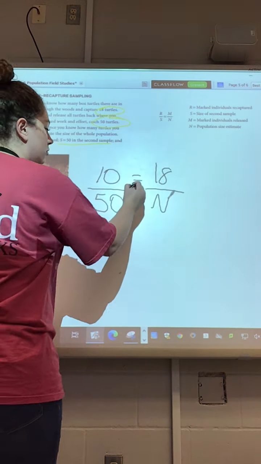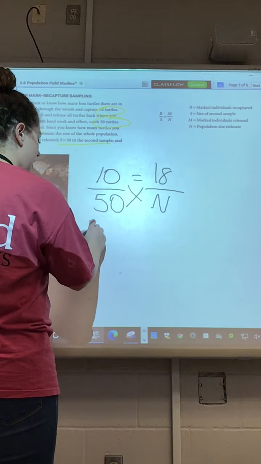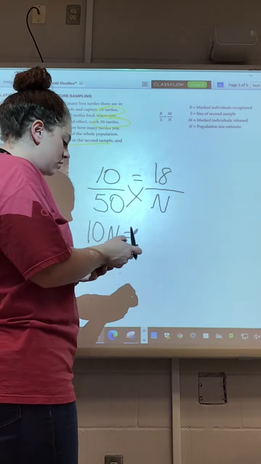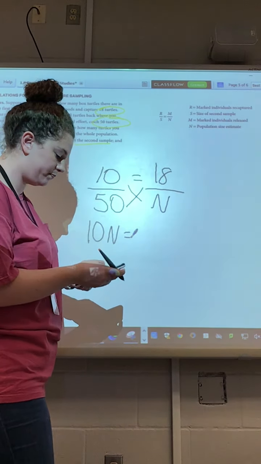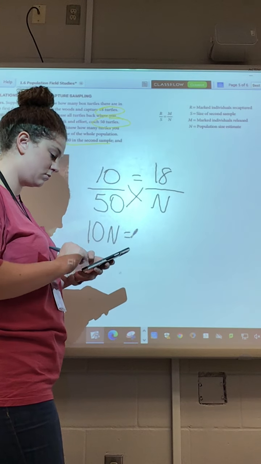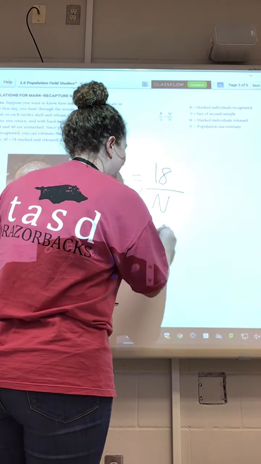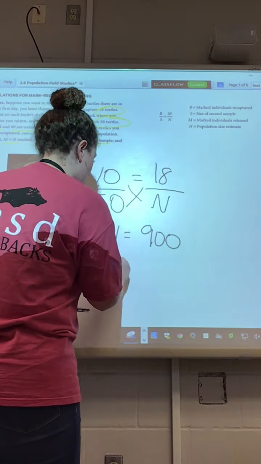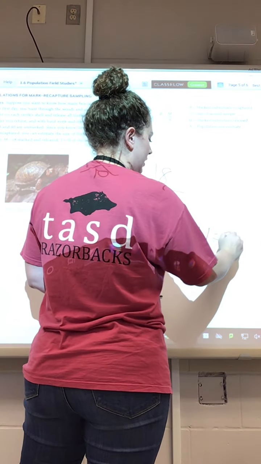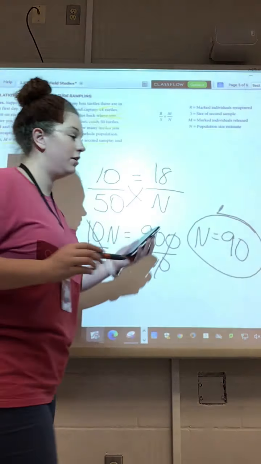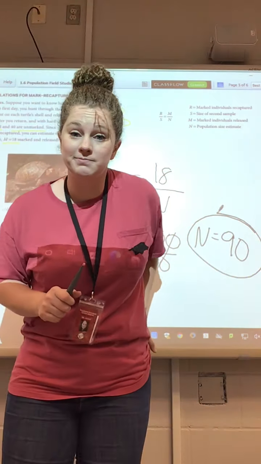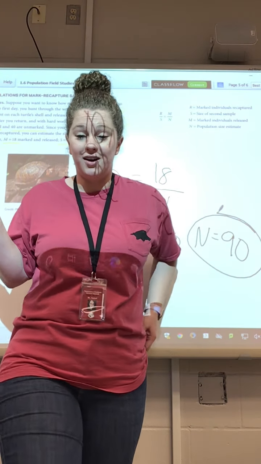All right, so I'm going to cross multiply again. So 10 N equals, let me do the math, 900, divide by 10, divide by 10. N equals 90. So according to this, there should be 90 turtles in that park. Not too hard. All right.